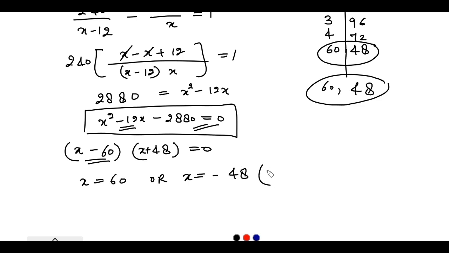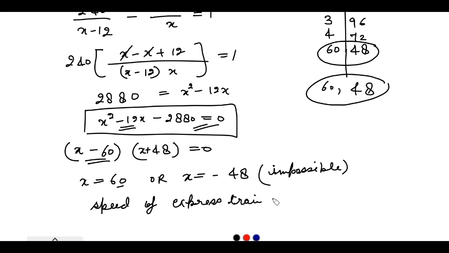Speed can never be negative, so this value is not possible. Therefore, x is equal to 60 means speed of express train is 60 km per hour.